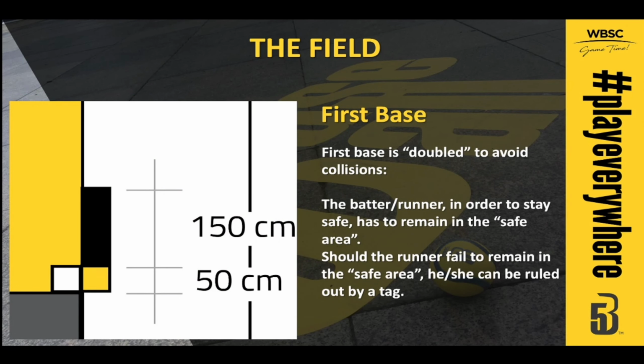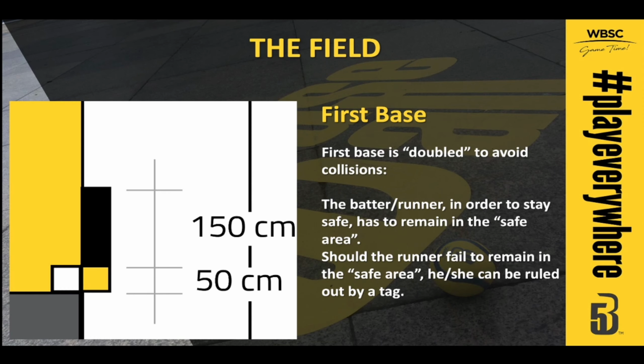First base, as we see here, is double wide, like in softball, to avoid collisions. The defensive play is made on the base in fair territory, while the batter runner has to touch the base in foul territory. The batter, once they reach first base safely, has to remain within the area called the safe area, which is extended in foul territory for 1.5 meters. And the safe area here is indicated in black as an extension of the yellow foul side of first base.